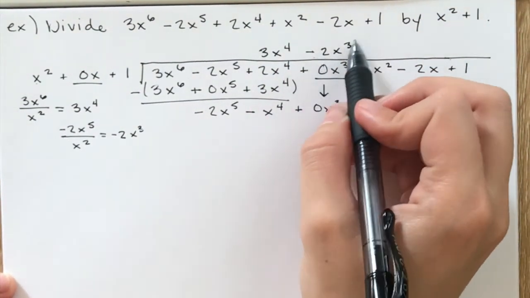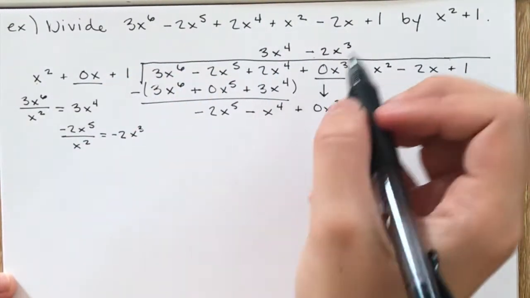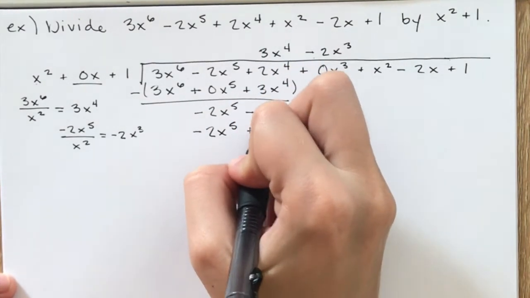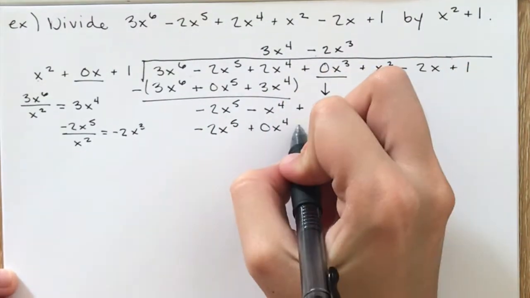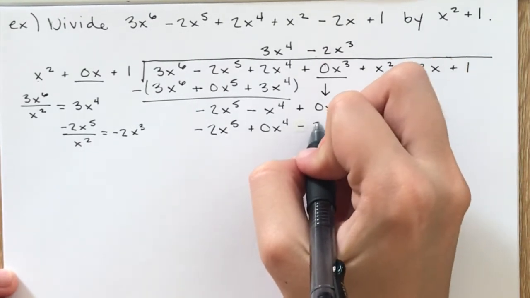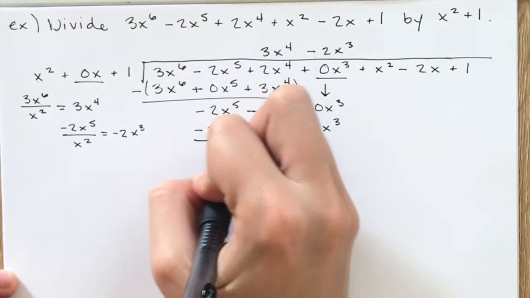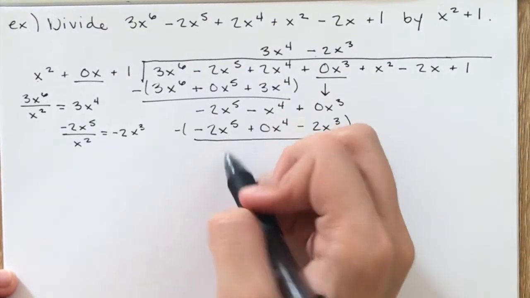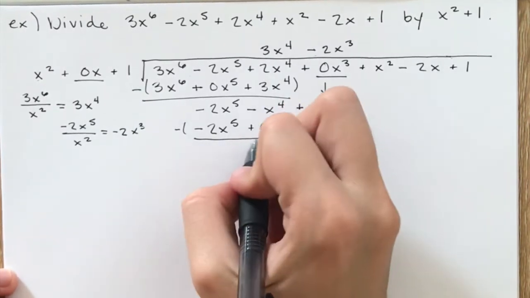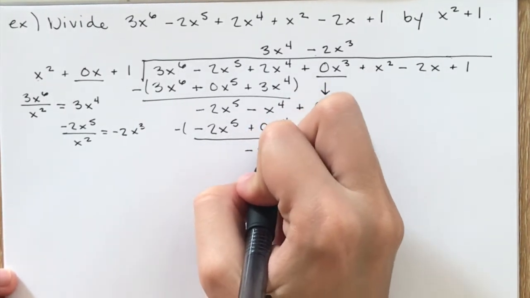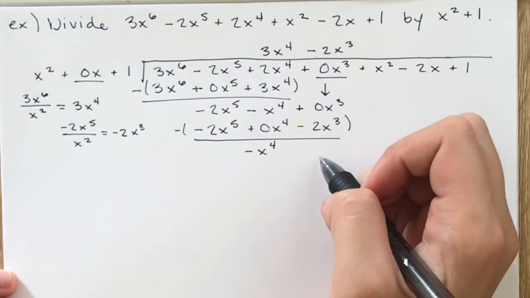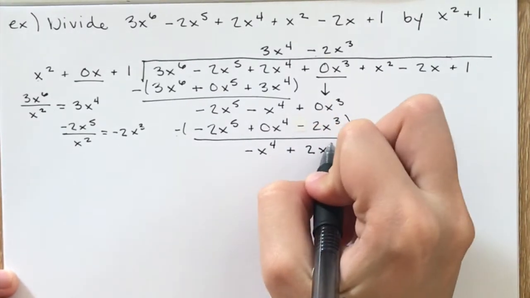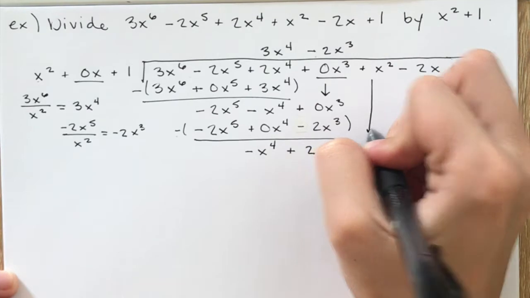We multiply, so we have negative 2x cubed times this divisor. So we have negative 2x to the 5th plus 0x to the 4th minus 2x cubed. We subtract. We get 0 here, right? These guys cancel. Negative x to the 4th minus 0x is negative x to the 4th. And then 0x cubed minus negative 2x cubed is plus 2x cubed. We bring down this next term.